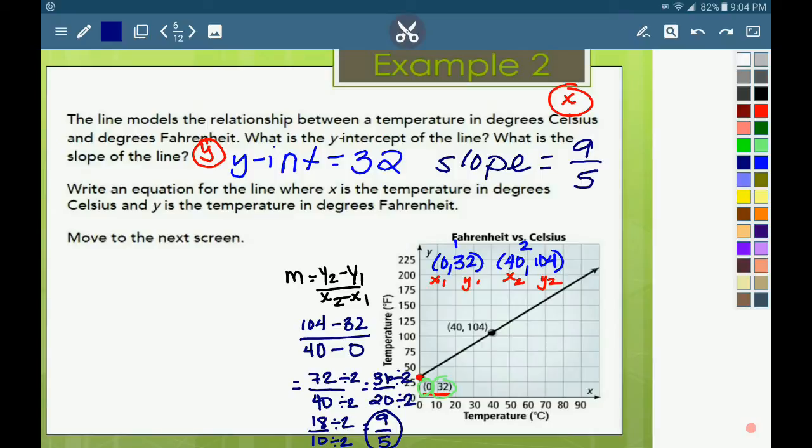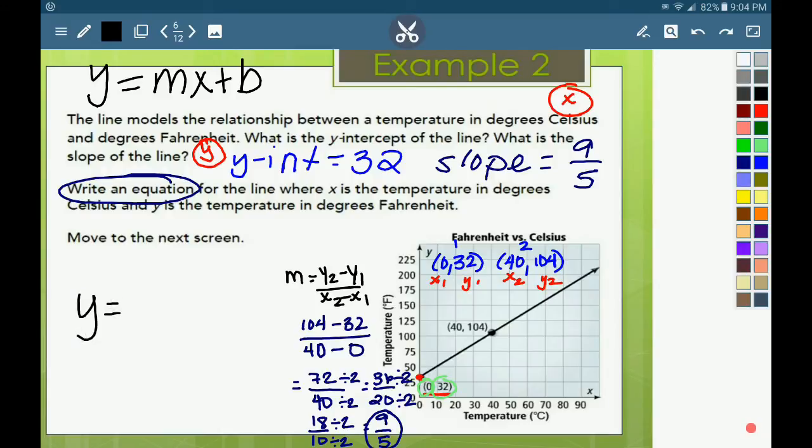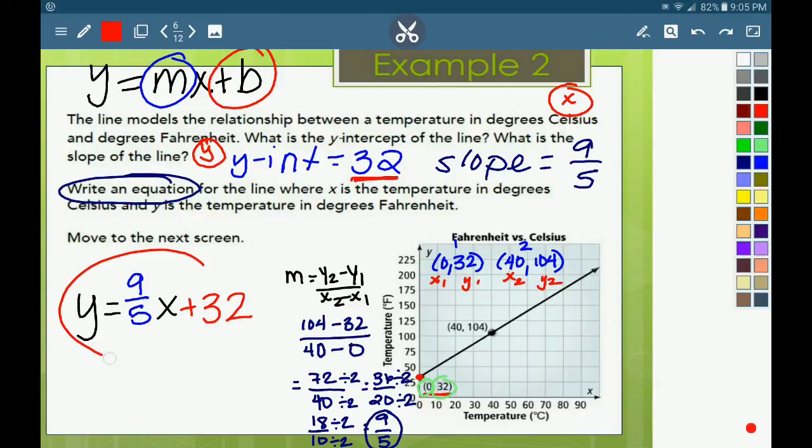The next part says, write an equation for the line where x is temperature in degrees Celsius and y is temperature in degrees Fahrenheit. So for an equation, the form we know is y equals mx plus b. Y doesn't change, the equal sign doesn't change, the x doesn't change. We just need to plug in the slope and the y-intercept. Remember, m is slope, so our slope here was 9/5. Our y-intercept is that b. We said the y-intercept was positive 32, so we need to do plus 32. There's our equation.